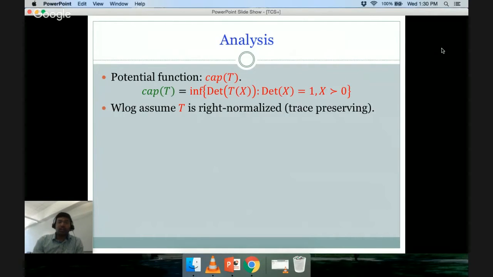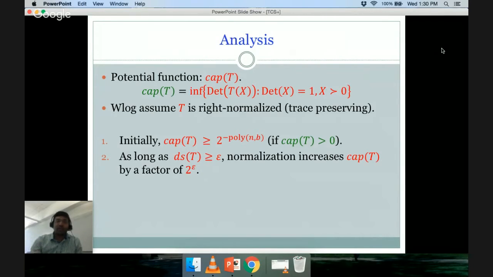As before, we'll assume that T is right normalized. It's easy to do. So initially, capacity will be at least some 2 to the minus poly(n, B), as long as capacity is greater than 0 to start with. This will be true; this is actually the main theorem of the paper, which I'll prove later. Second, as long as T is far from epsilon doubly stochastic, normalization increases the capacity by a factor of 2 to the epsilon. The second point is very analogous to the point in matrix scaling, and it's easy to prove by the AM-GM inequality. And third, capacity is always bounded by 1. This again can be proved by the AM-GM inequality. So really the main step is point number 1.